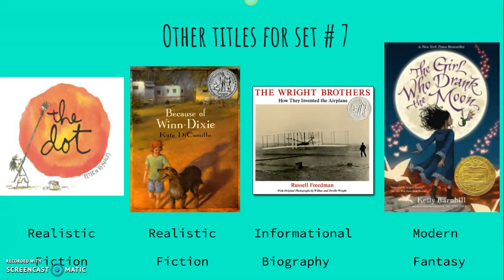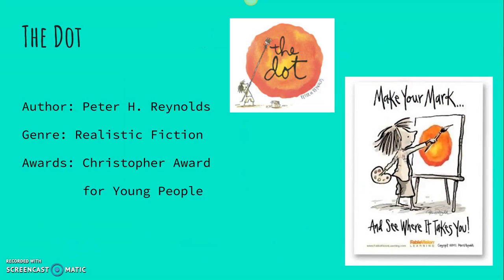The other 4 books I chose to focus on for this 7th set of critiques were The Dot, Because of Winn-Dixie, The Wright Brothers, and The Girl Who Drank the Moon. The Dot is a book written and illustrated by Peter Reynolds that won the Christopher Award for Young People. It is a picture book that outlines the story of a girl who thinks she can't draw, until she discovers that she is capable of creating some really great pictures simply by using different kinds of dots. This is a great book to use for kids, especially to promote the idea that every student has the ability to be creative, even if their creativity looks different from the other students in the class.